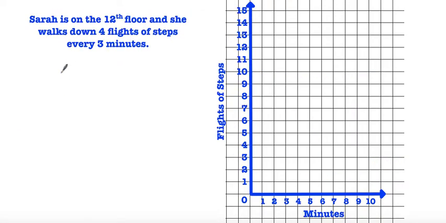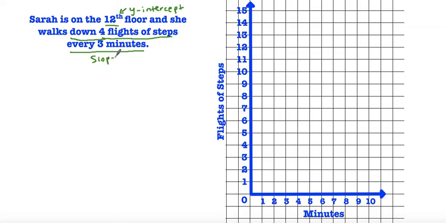So let's look at another example. Here it says that Sarah is on the 12th floor and she walks down 4 flights of steps every 3 minutes. The 12th floor is where she's at, so this is our initial value, which we also know as our y-intercept. And walking down 4 flights of steps every 3 minutes, walking down is important because she's going down. This is our rate of change, which is our slope.